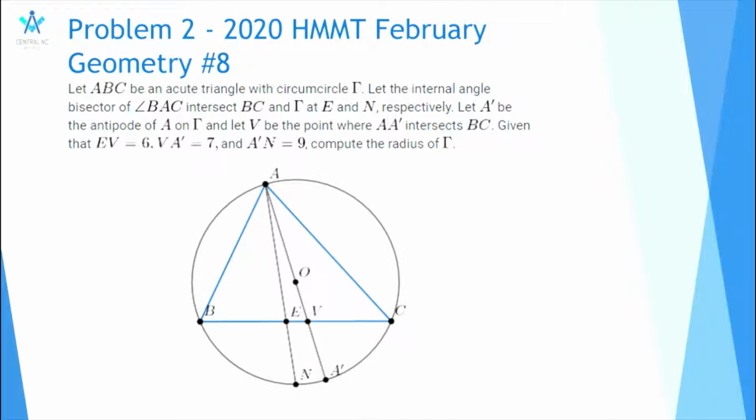Let ABC be an acute triangle with circumcircle gamma. Let the internal angle bisector of angle BAC intersect BC and gamma at E and N, respectively. Let A prime be the antipode of A on gamma, and let V be the point where AA prime intersects BC. Given that EV equals 6, EN equals 7, A prime N equals 9, compute the radius of gamma.